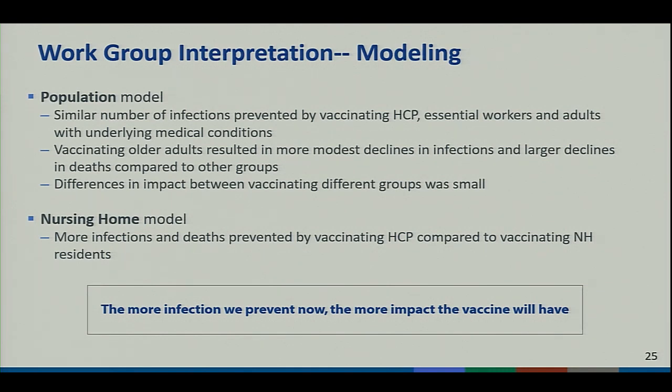For the nursing home model, more infections and deaths were prevented by vaccinating healthcare personnel compared to vaccinating nursing home residents. So overall, the more infections prevented now through mitigation measures, the more impact the vaccine can have in the future. Next slide.